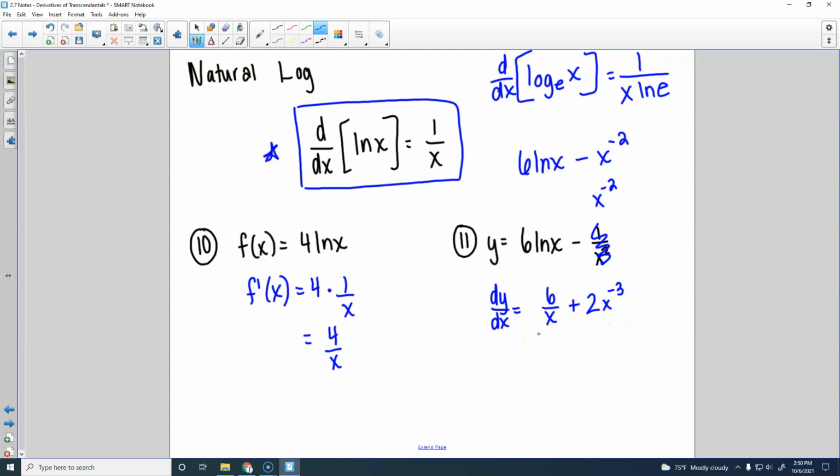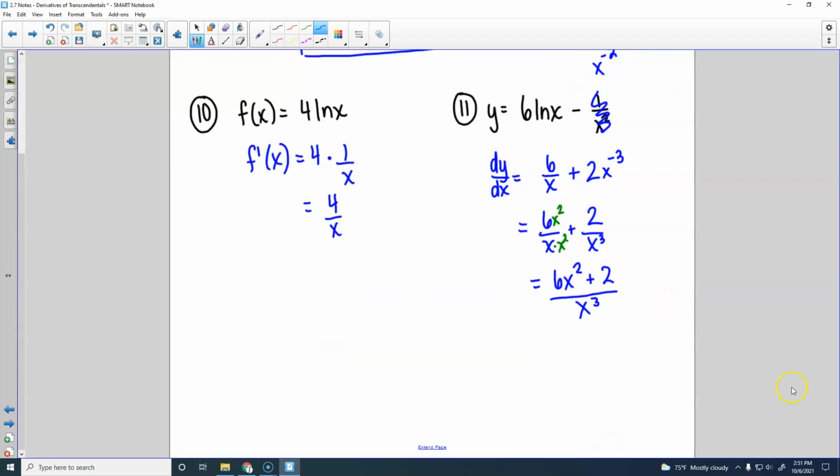Now, for response, it's perfectly fine to leave it here. Here's what they might do on a multiple choice question. Common denominators: 6x squared plus 2 over x to the third. And the textbook will do this some too, so when you're checking your answers for tonight.